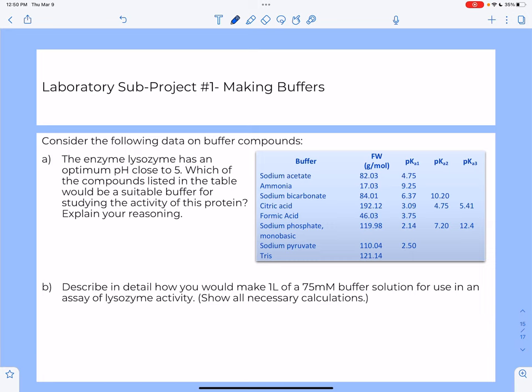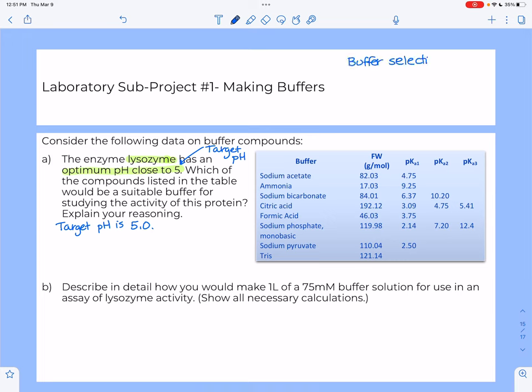Okay, so first we're going to be talking about just how do you pick a buffer, right? So we have the enzyme lysozyme, so that's our system of interest, and its optimum pH is close to 5. So that is our target pH. So we want to be able to pick a compound that is listed that would be a good buffer for working with this protein. So our target pH is 5.0. Okay. So what's our rule for selecting a buffer?